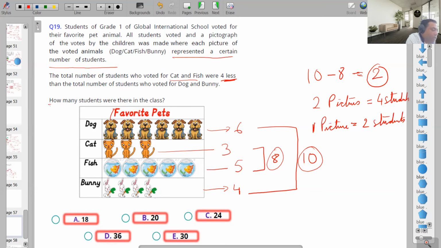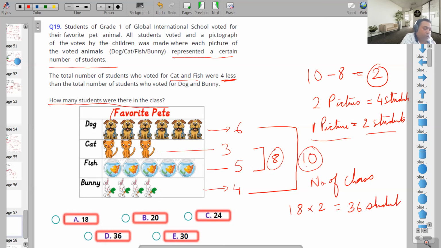And the question is asking how many students were there in the class. So overall, if you add all this up, you get 10 plus 8, which is 18. So for the number of students in the class, there are 18 pictures. So 18 pictures will be equal to 18 times 2, because 1 picture is equal to 2 students, which gives you 36 students. So the class had 36 students. The correct answer is option D. All right, so let's move to the next one.